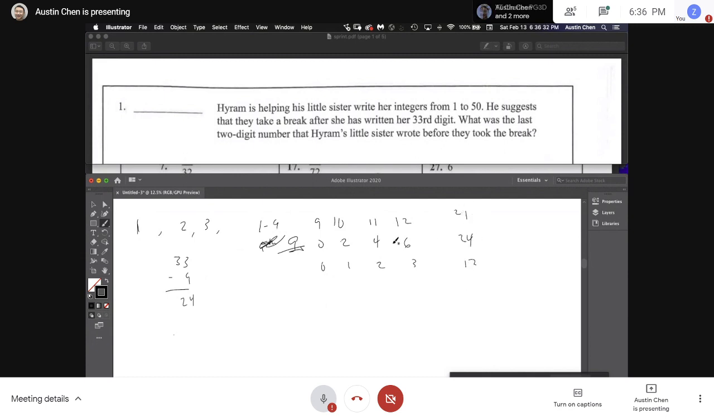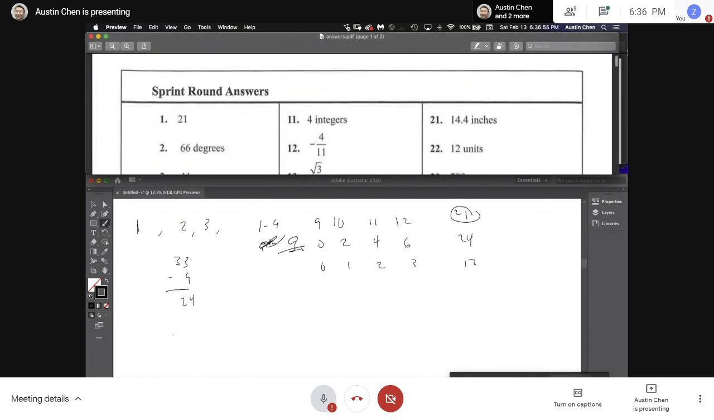There are also different ways you can do this. You can just find how many integers it takes to count by 2s from 2 to 24, and then you also get 21. Yeah, I just did it like that. Okay, so 21 will be the last 2-digit number that we write, and that will be our answer. And yeah, that's your answer.